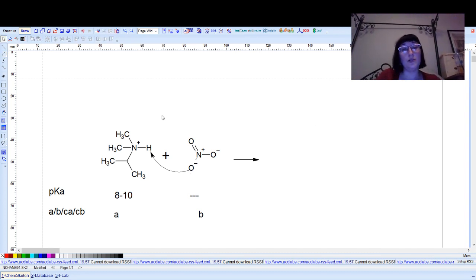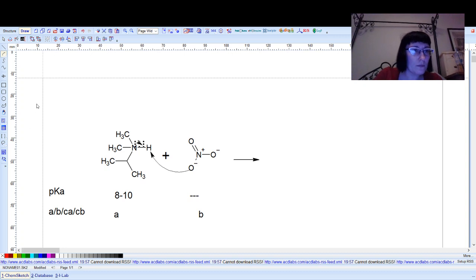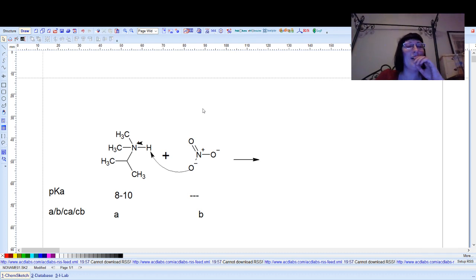And when that happens, I have to break that nitrogen-hydrogen bond, because otherwise the hydrogen would have two bonds going to it, okay? So I'm going to break that off and put that on the nitrogen. That's a really bad arrow.